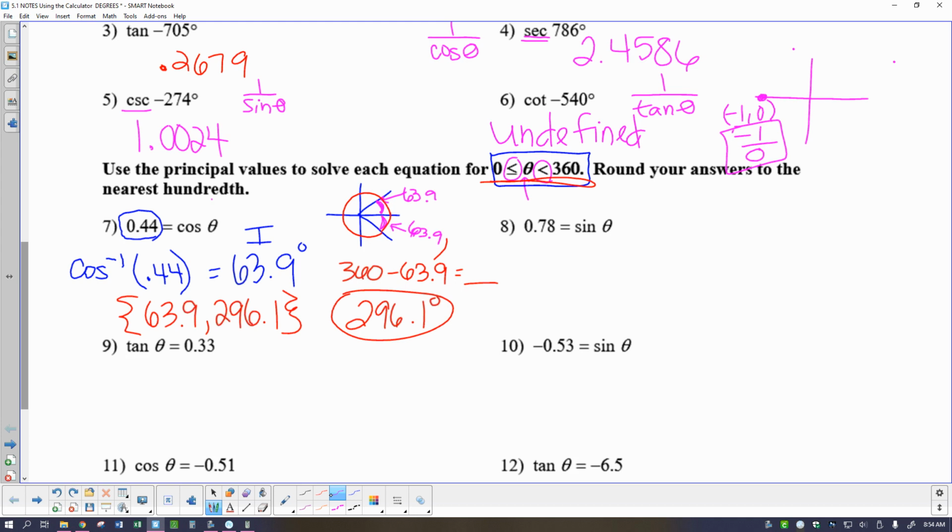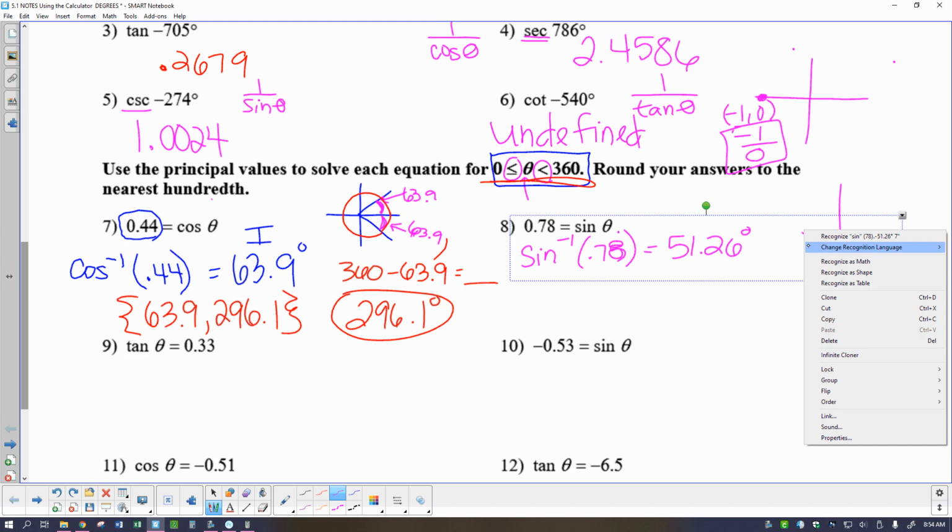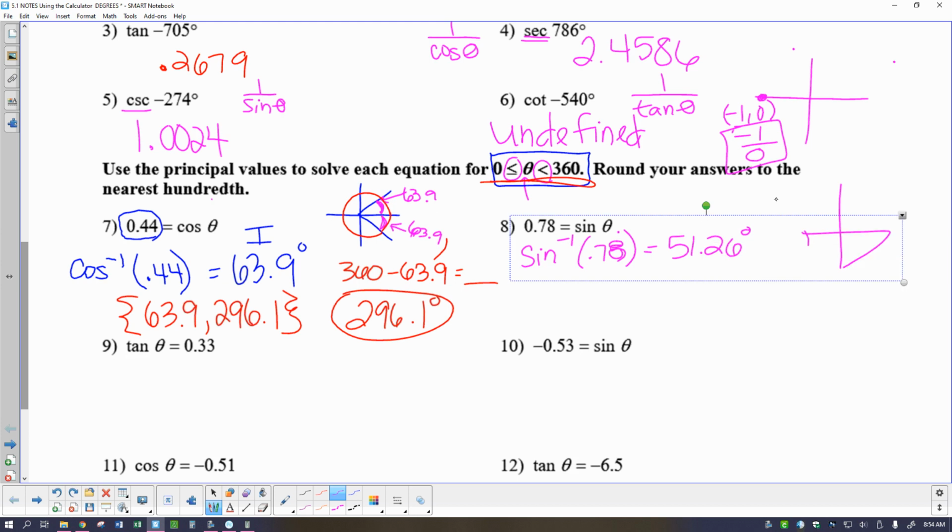All right, let's try number 8. Number 8, we need to find the angle measure. So we're going to do the sine inverse of 0.78. Our calculator is going to give us one answer, which is 51.26 degrees. Think about where this is. Remember, sine has to be, okay, I love my smartboard. Back check.